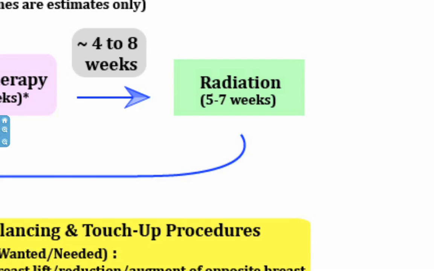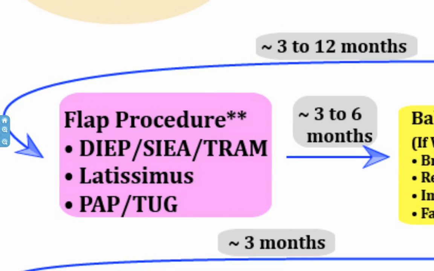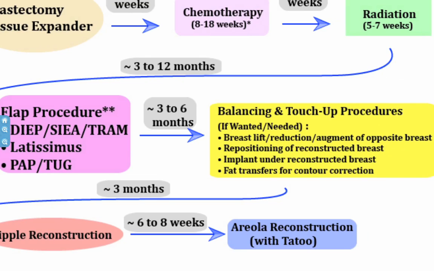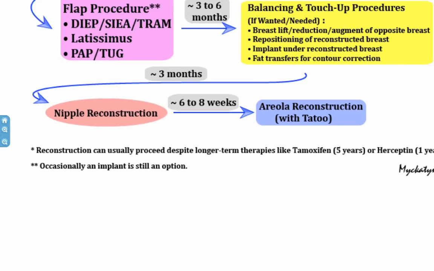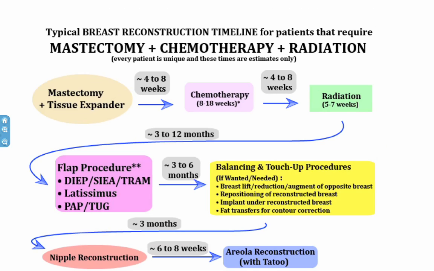At the conclusion of this, the patients will be given a period to recover, and then oftentimes we will recommend a flap procedure to reconstruct the breast after radiation, although an implant is still possible in some instances. After the flap procedure, we will again proceed to balancing procedures, nipple reconstruction, and then areolar tattooing.